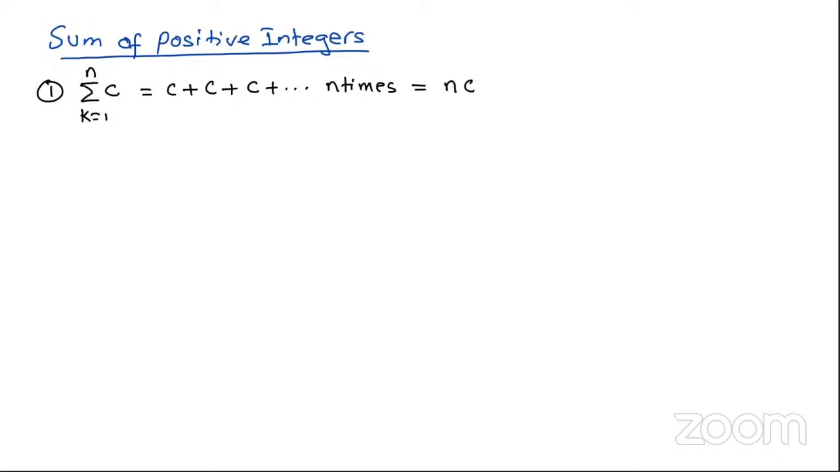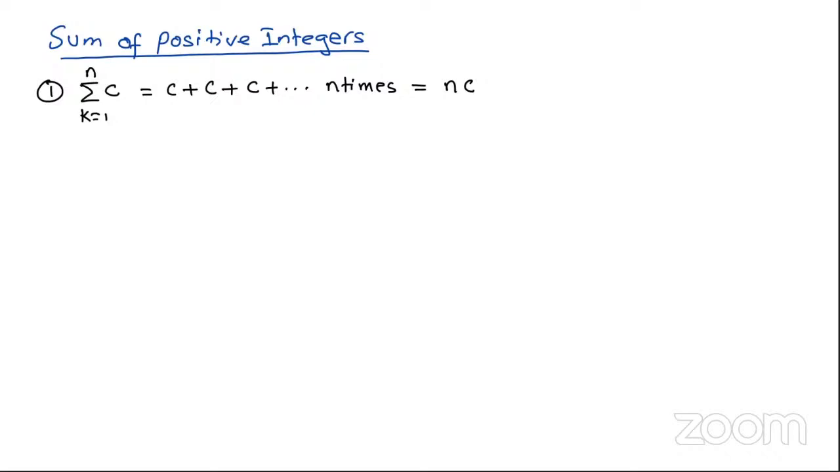For example, if you have 5 plus 5 plus 5 plus 5 plus 5 and so on, if there are 4 5s, it's 4 times 5. If you have 7 5s, then 7 times 5. That is the meaning of that. So the sum of a constant, if you are adding the constant like this, will be equal to n times c. We multiply those two, n times c. That is the first formula.